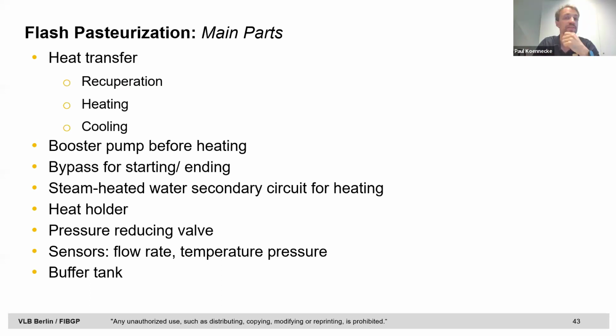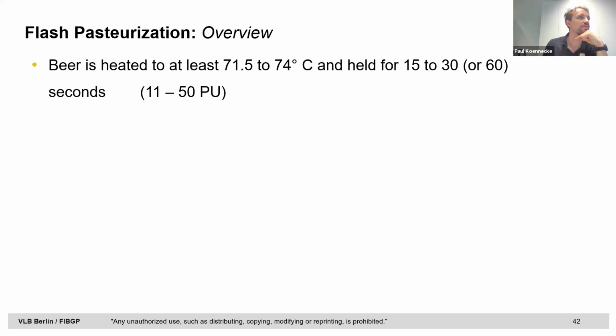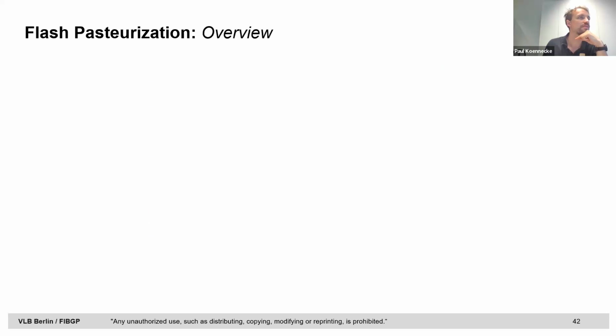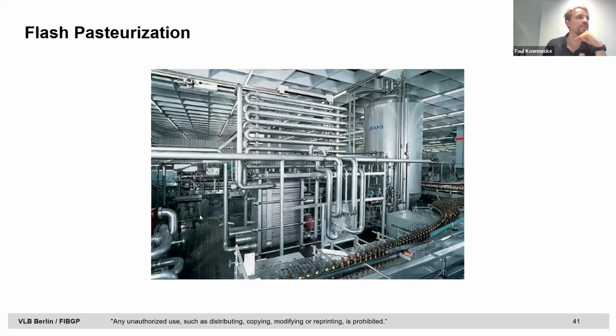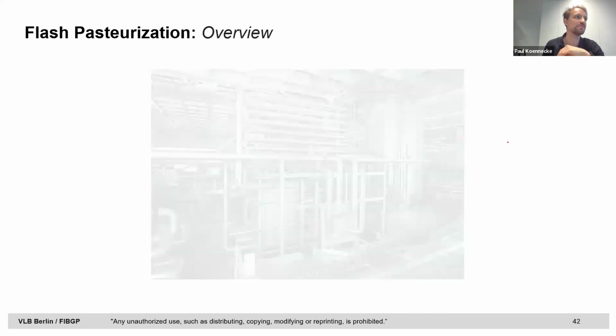And then we have our heat holder lane, which is the last one, the heat holder lane is this. So you basically just have a long area where the beer is isolated and stays for a very exact amount of time at the certain temperature for achieving the pasteurization units you want to have.